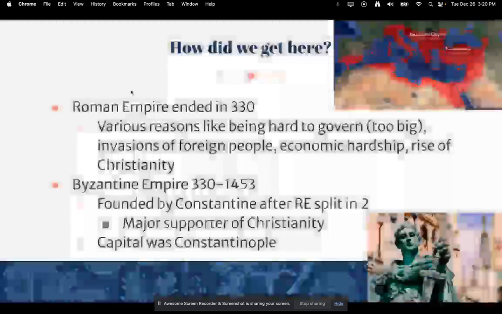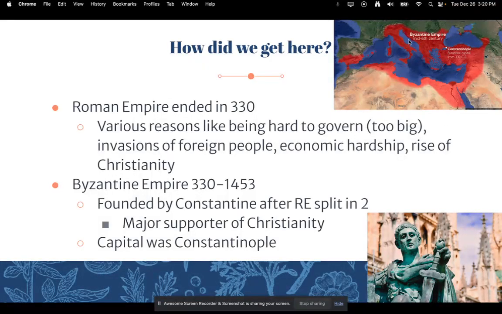So, how did we get to the Middle Ages? How did we get here? We talked before in Unit 4 about the Roman Empire. That ended in 330 CE. Again, there were various reasons that the Roman Empire ended, such as being really hard to govern because it was really big, as you can see here on this map. Also, invasions of foreign people, economic hardships, and the rise of Christianity. We talked all about those.